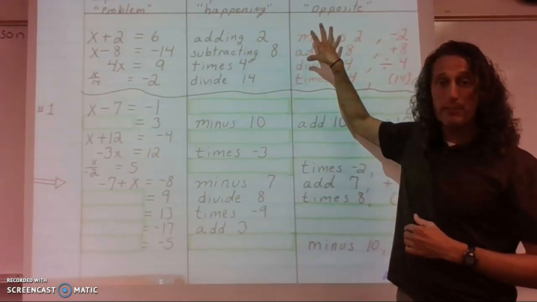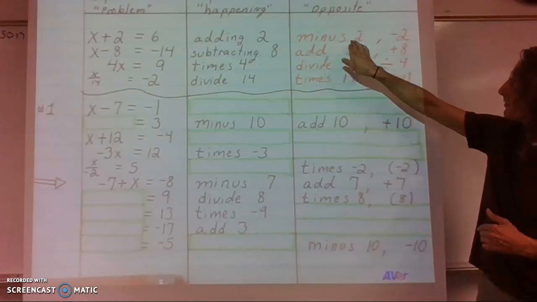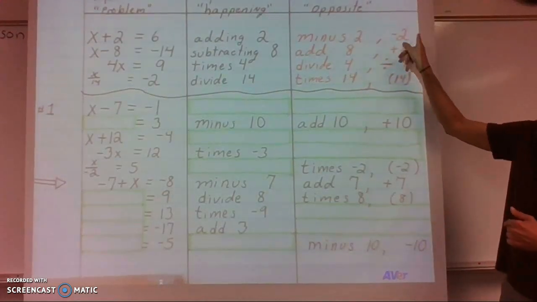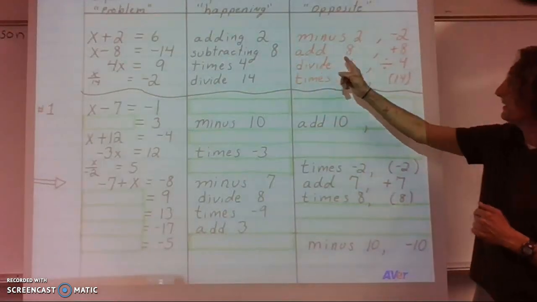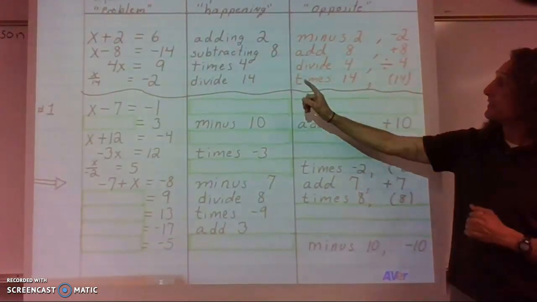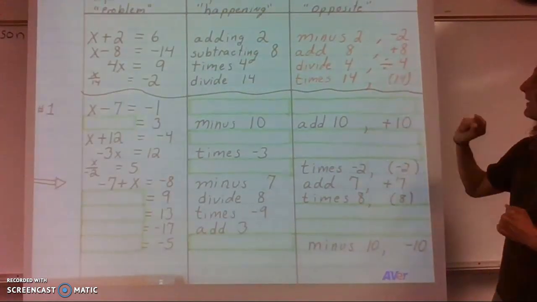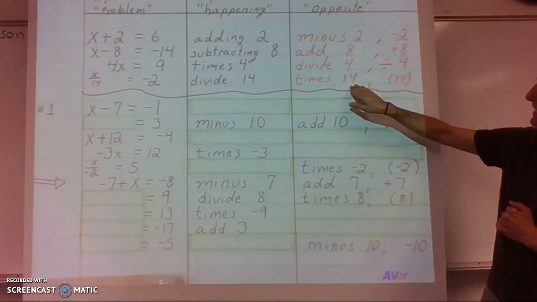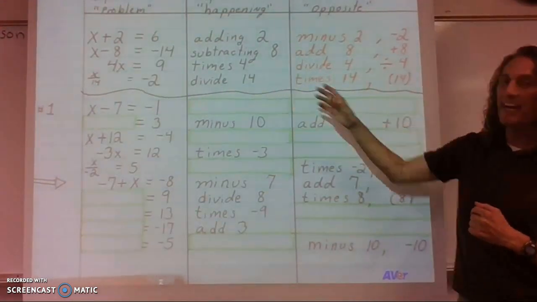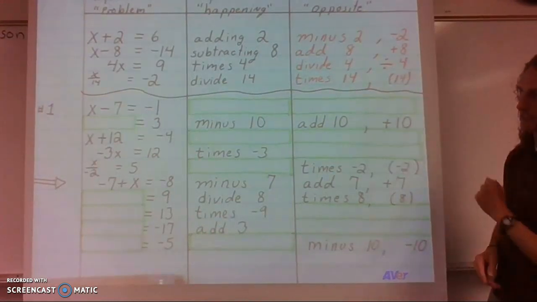Because you're going to need the opposite or the inverse to figure that out. So we have a minus 2, right? That's what it would look like. Minus 2 or negative 2. Add 8, because that's the opposite of subtracting. So that would be a plus 8. Times 4, we have divide 4. I just showed the divide symbol here. And then we have a times 14 is the opposite of divide. And so what I do is I put 14 inside the parentheses.